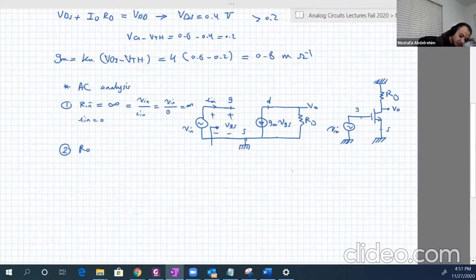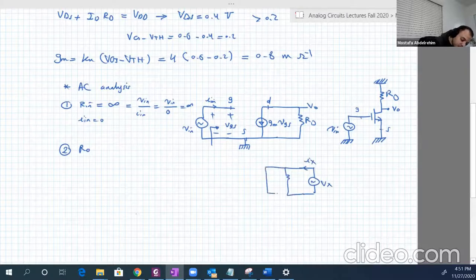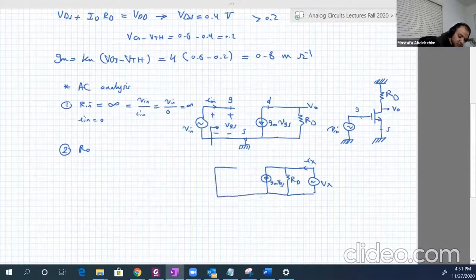Gonna put a source at the output terminal. It's called Vx, which produces a current called Ix. Then we will have Rd, and the gm VGS, and we're gonna cancel the source V input, so it will be short circuit.